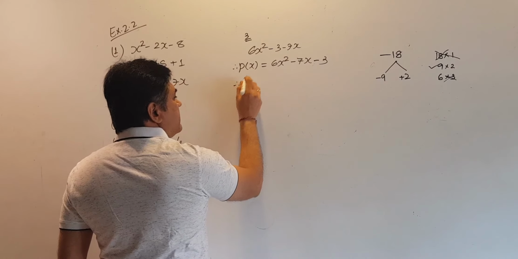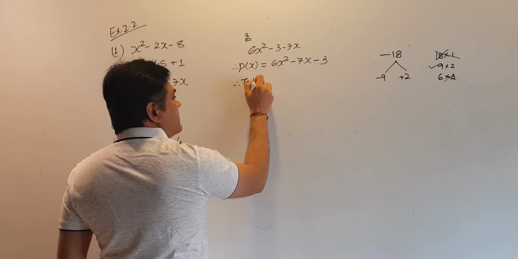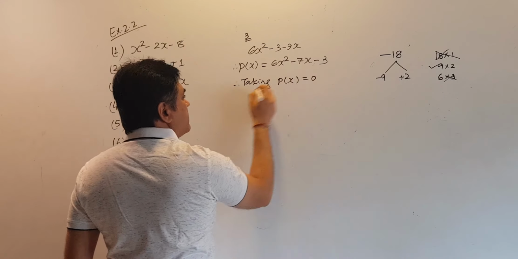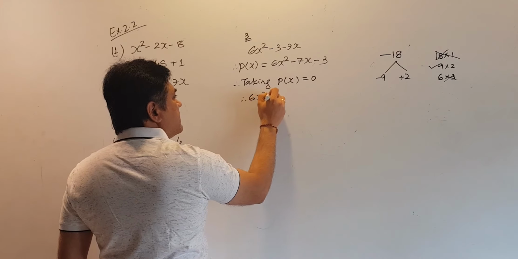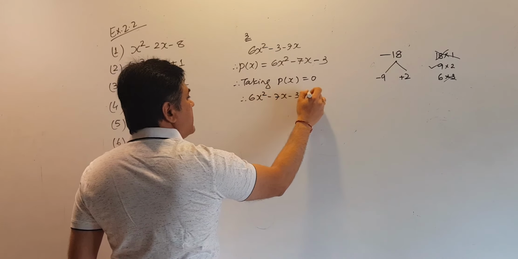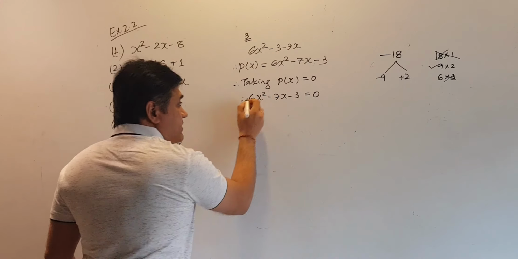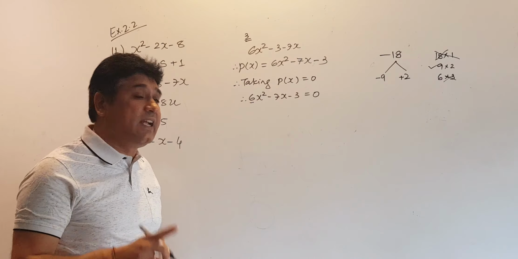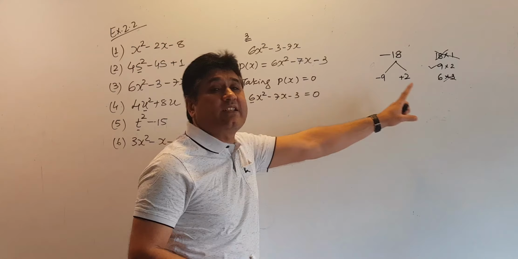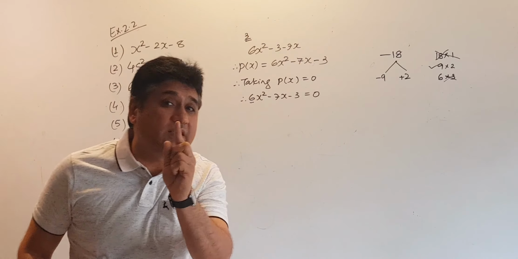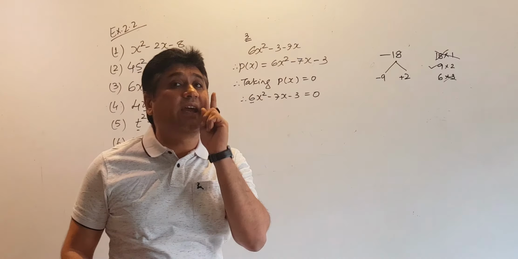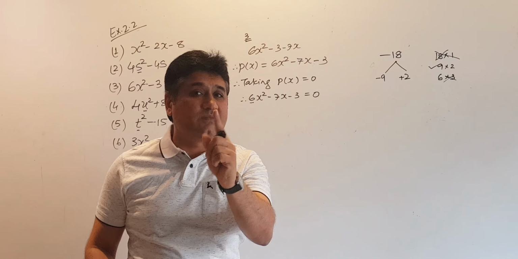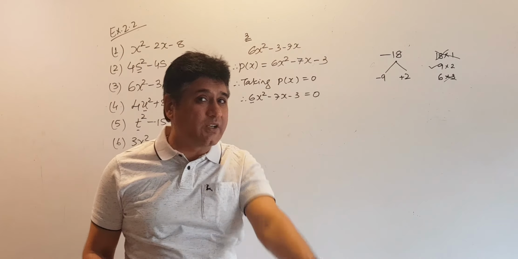So now taking p(x) equals to 0, so 6x square minus 7x minus 3 equals to 0. Now see here friends, x square's coefficient 6 is there. I cannot directly write x minus 9 and x plus 2. I can write directly when x square's coefficient is 1. That's why I chose this sum once again for you.